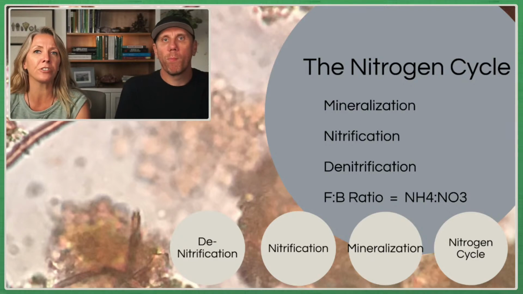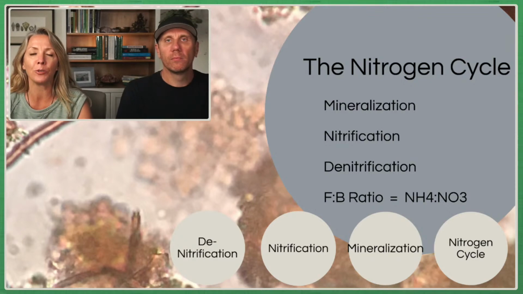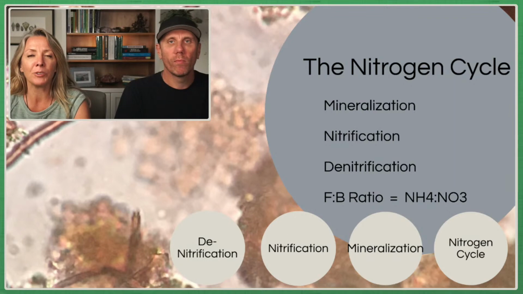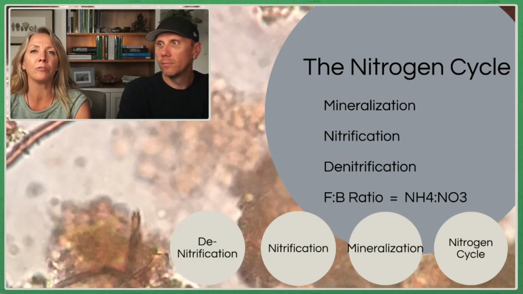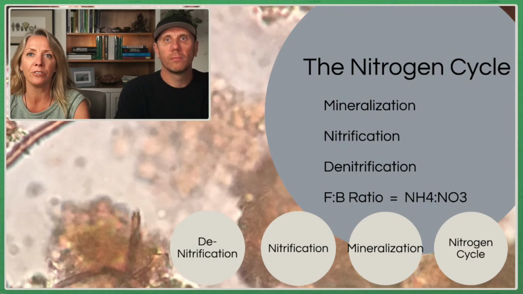So we're just going to jump into what the natural nitrogen cycle would be for those of us wanting to align ourselves with this process. There are some key concepts: mineralization, nitrification, denitrification. Those are all modes of the forms of nitrogen as it moves through this cycle. And you'll find, as we talk about it, that this F to B ratio, or fungi to bacteria ratio, is very important in the form of nitrogen in the system through this natural cycle.